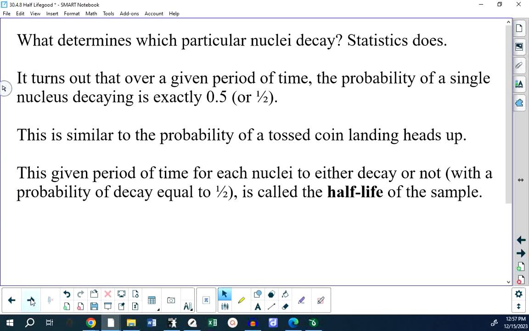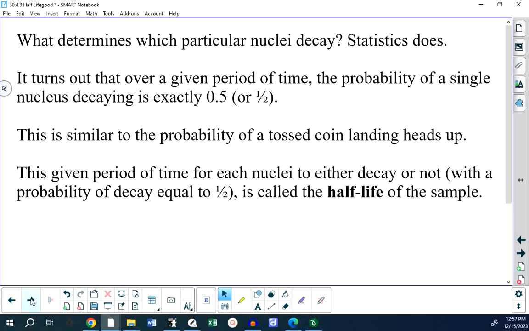The period of time that we say the nucleus has a 50-50 shot of decaying or not, that length of time over which that probability is 1/2, is called the half-life. In other words, you know what the half-life is? It's a single coin toss of all of the coins.